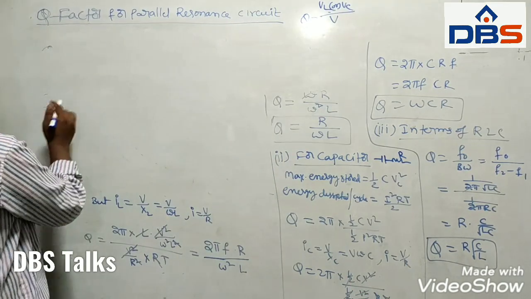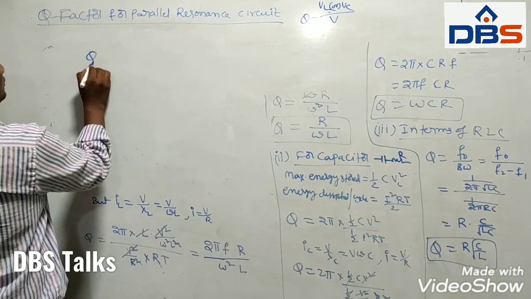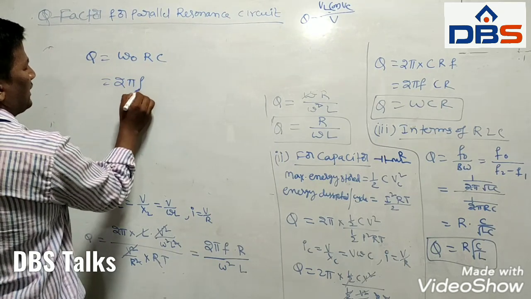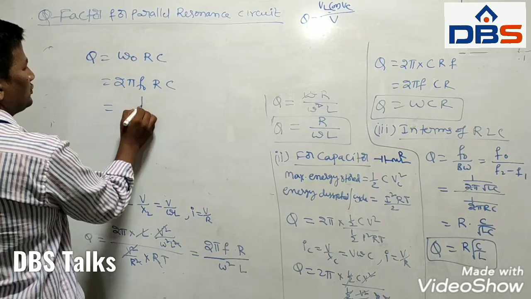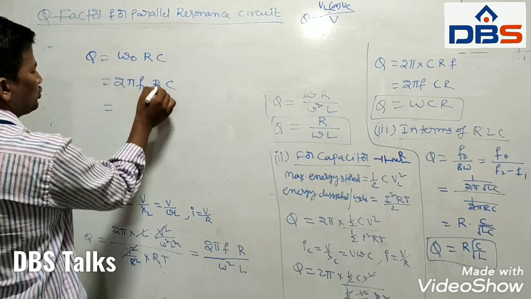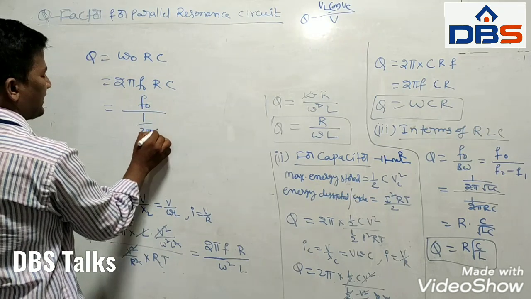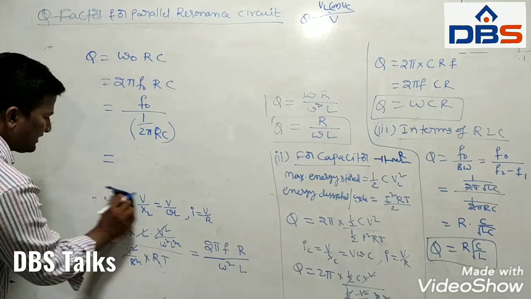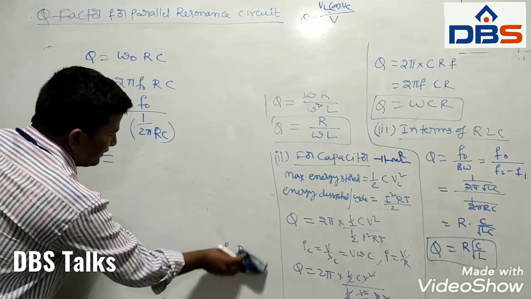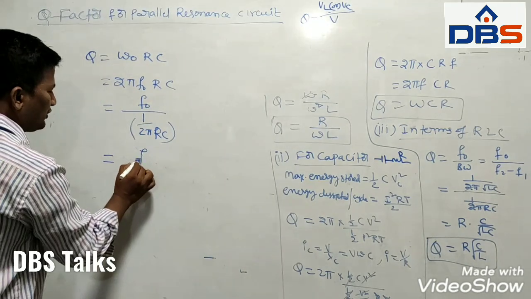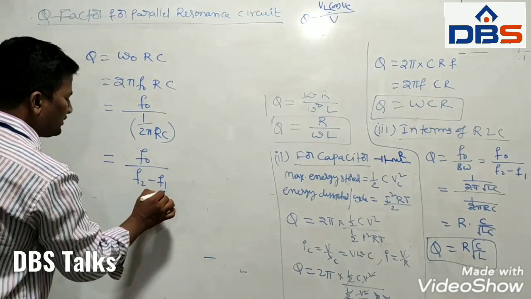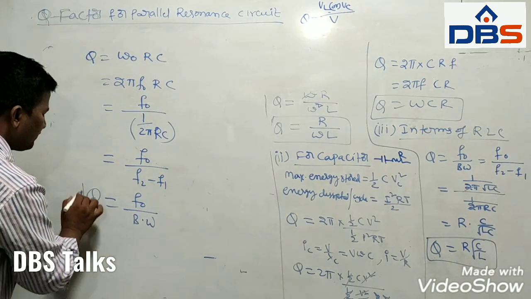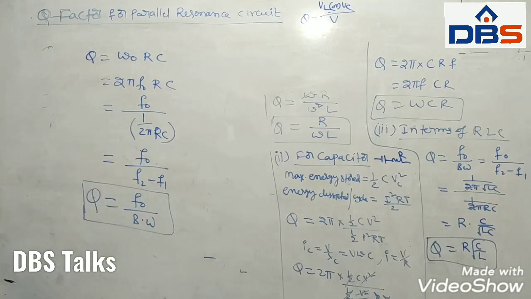Quality factor and bandwidth: we know that quality factor is equal to omega naught RC. Omega naught means 2 pi F naught, so Q equals 2 pi F naught RC, and if you put F naught, that is 1 by 2 pi RC, I can write it like this. So what is 1 by 2 pi RC? It is nothing but the bandwidth, F2 minus F1. So Q is F naught by F2 minus F1, that is F naught by bandwidth. So this is the relation between quality factor and bandwidth.